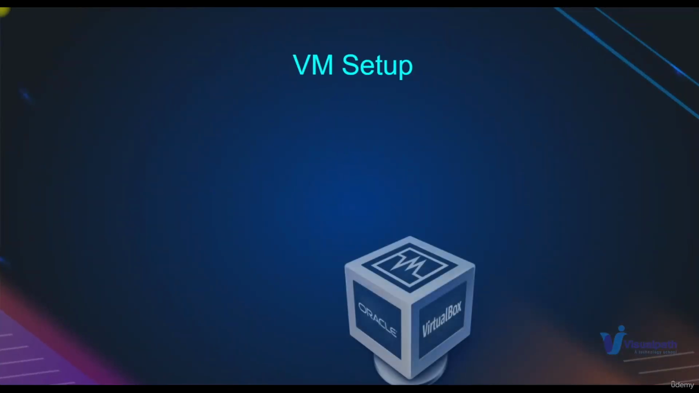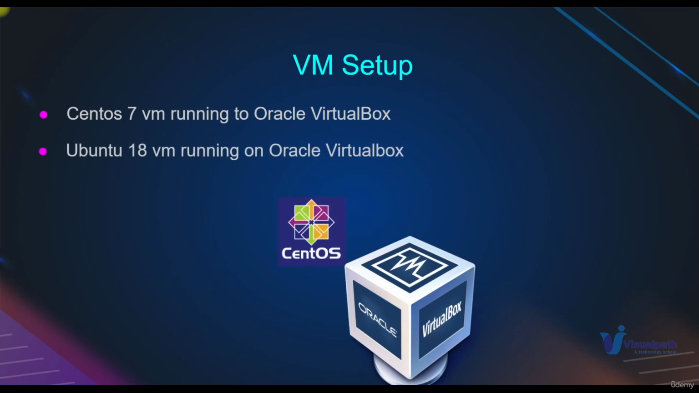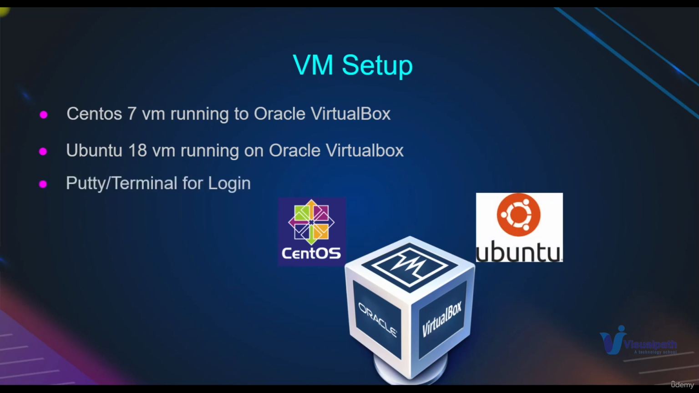So let me repeat it again. We are going to have VirtualBox and set up a CentOS VM on it. And then we'll set up an Ubuntu 18 VM on it. We're going to do first manually and then automatically. Once we have them running, we'll use PuTTY or Git Bash or Terminal to log in. So what are we waiting for? Let's get started.